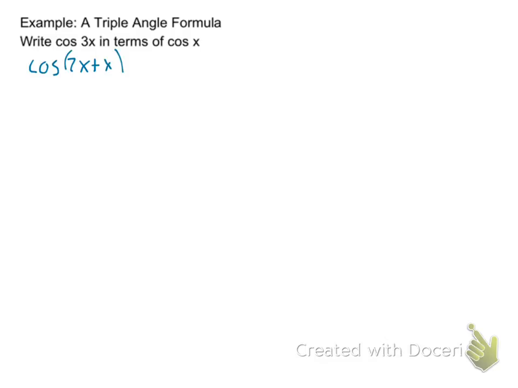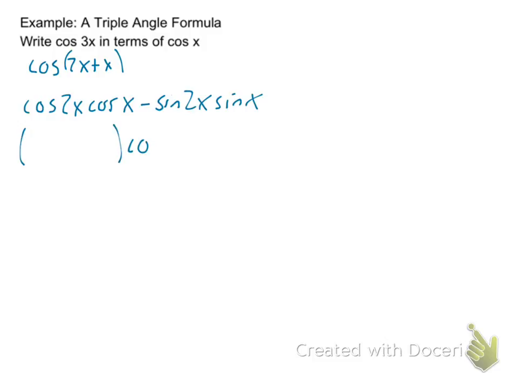Which then would lead us to cosine 2x cosine x minus sine 2x sine of x. That's the addition formula for cosine. And at this point, now we can fix cosine 2x and sine of 2x. Everybody okay with that? Notice that there's going to be a cosine attached to the first group, and there's going to be a sine attached to this group because they're on the outsides.